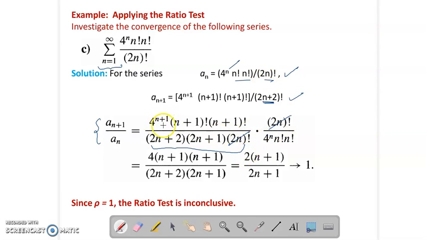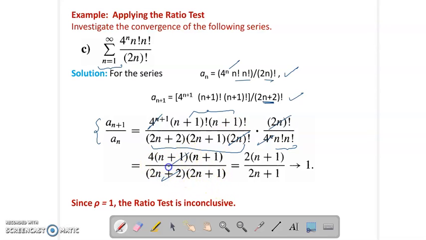Here you have 4 raised to the power n plus 1 over 4 raised to the power n, this cancels out, and you will be left with only 4. Here (n plus 1) factorial cancels out with n factorial, leaving n plus 1 into n plus 1. So you have 4 times (n plus 1) whole square upon (2n plus 2) into (2n plus 1).